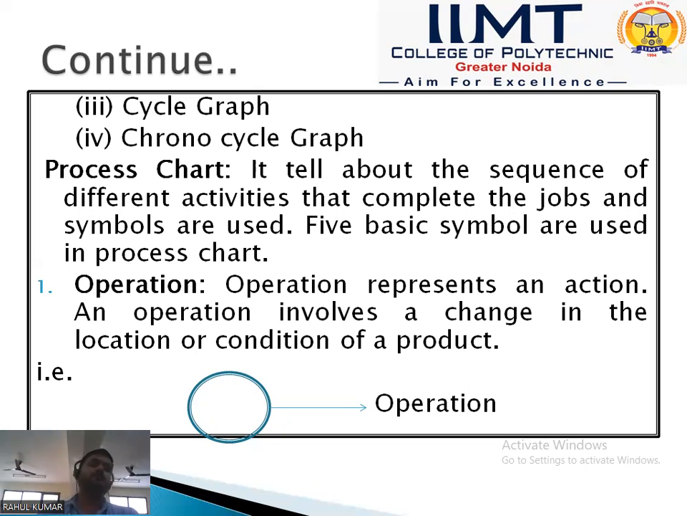First, operation. Operation represents an action. An operation involves a change in location or condition of a process, like drilling a hole or surface finishing. It is an example of the operation. It is denoted by the circle.